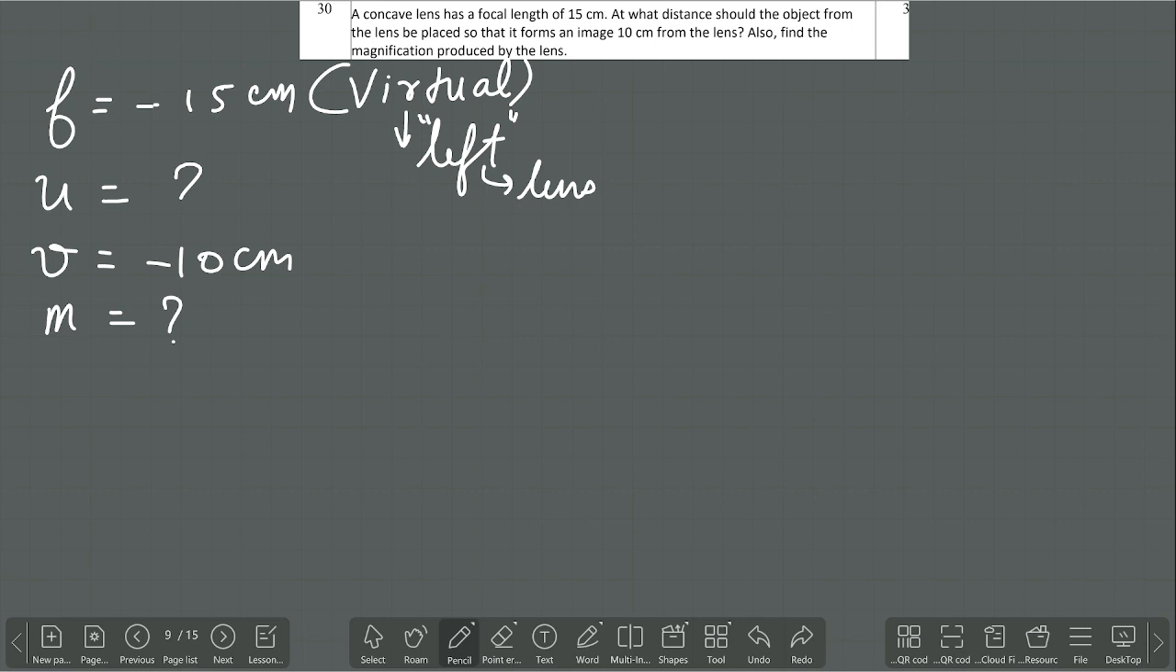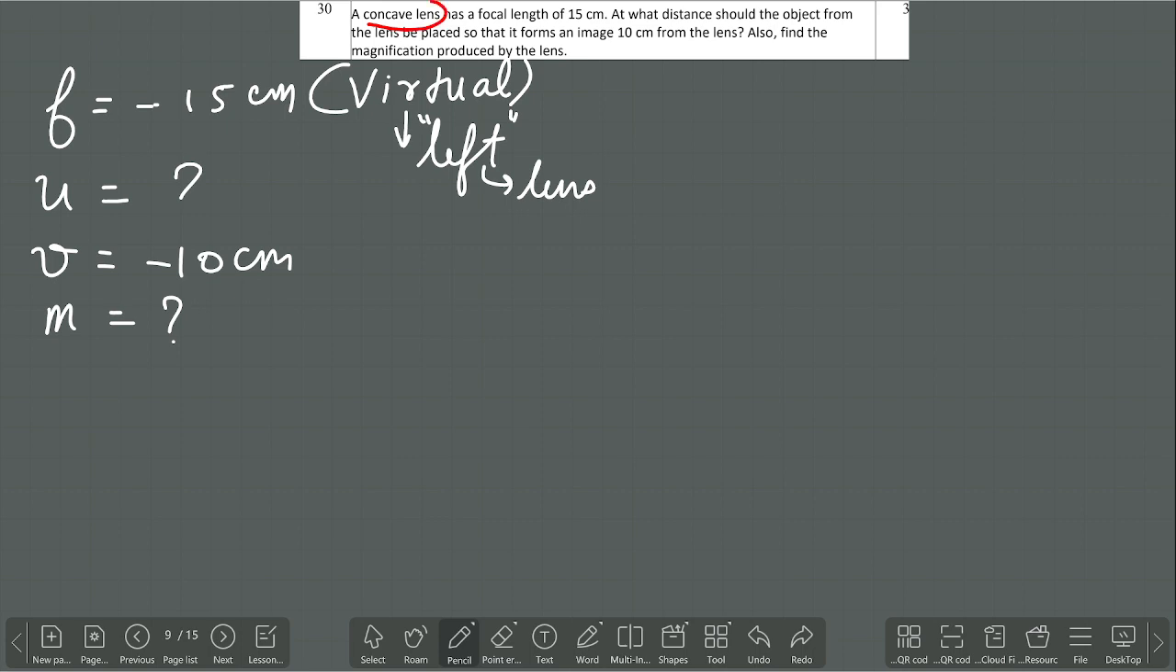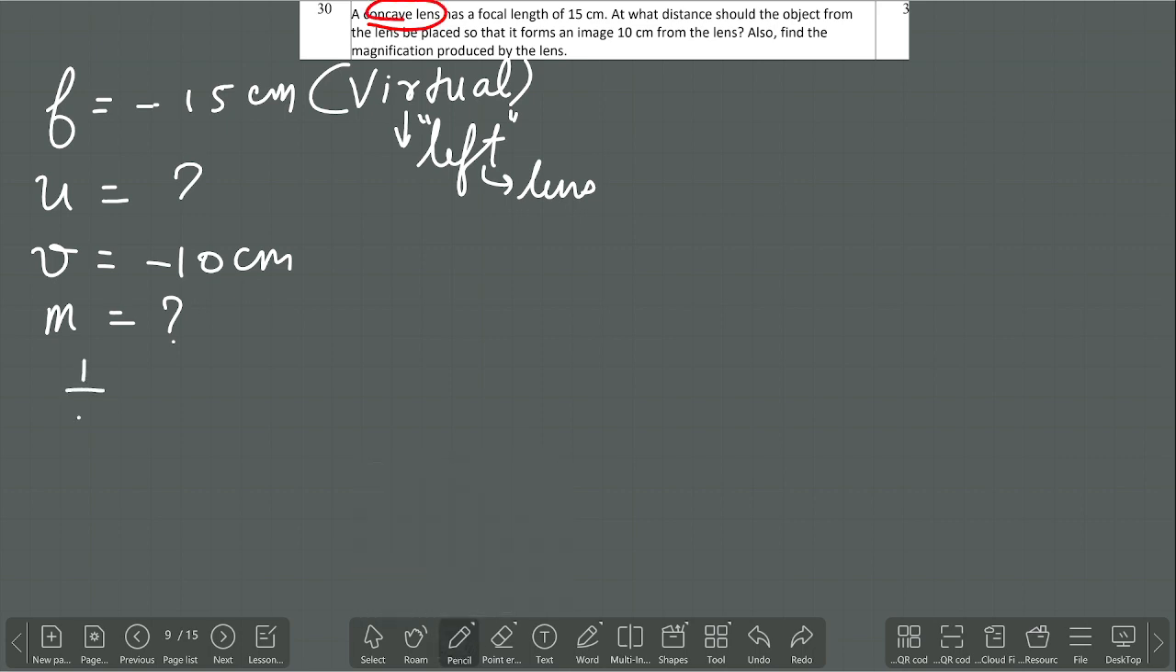So what type of optical device are we using over here? We are using a concave lens. So the lens formula we need to use. What is the lens formula? 1 by f is equal to 1 by v minus 1 by u. As we are going to find 1 by u, the formula will rearrange as 1 by u is equal to 1 by v minus 1 by f.